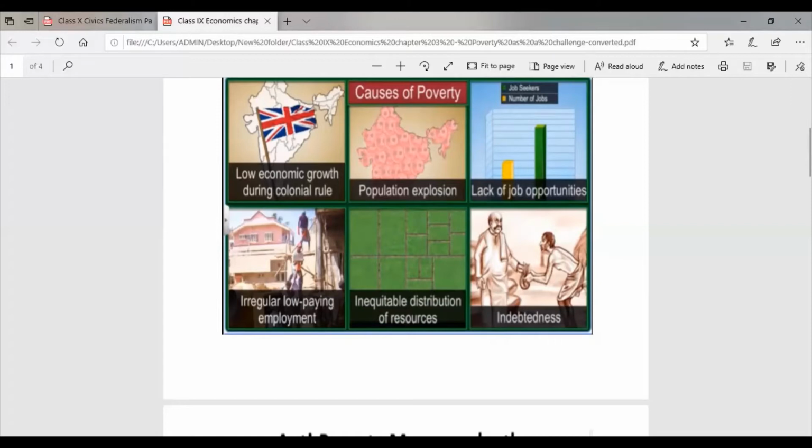The people who migrated from the villages to the nearby towns were unable to find proper jobs in cities. So when they were unable to find proper jobs in cities, many people started working as rickshaw pullers, vendors, construction workers, domestic servants, and so on. All these jobs have very little income or else irregular income.